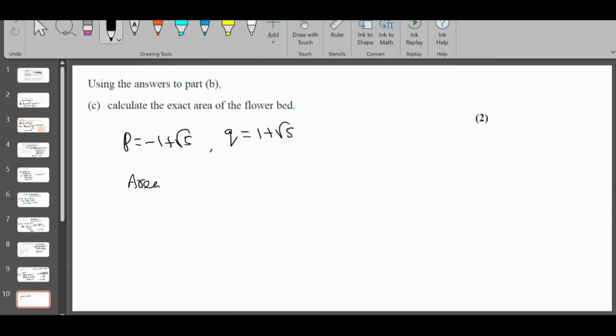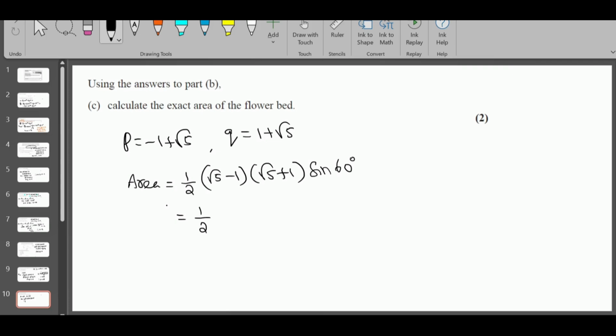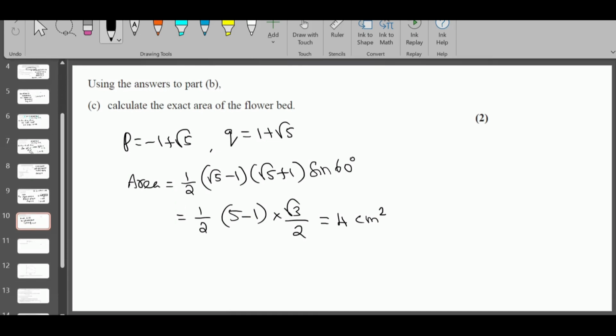So the area is half AB, which is square root of 5 minus 1, square root of 5 plus 1, PQ sine 60 degrees. So you find sine 60 degrees, you'll get root 3 over 2. So 1 over 2 times A plus B times A minus B, A square minus B square, times root 3 over 2. So the 4 and 4 can be cancelled. You will get 4 centimeter square because it's area we are talking about. That's all.